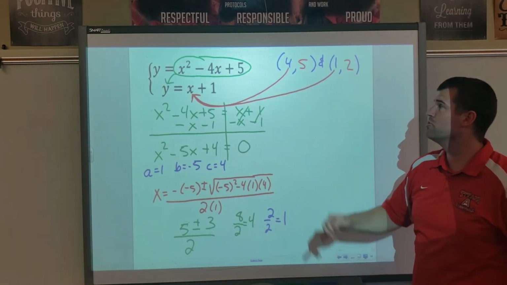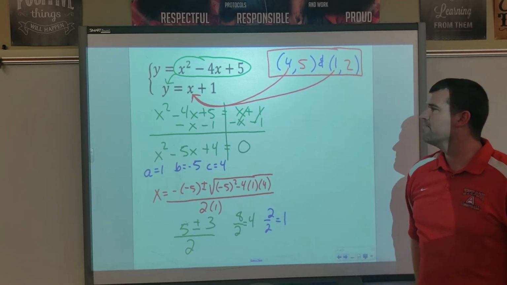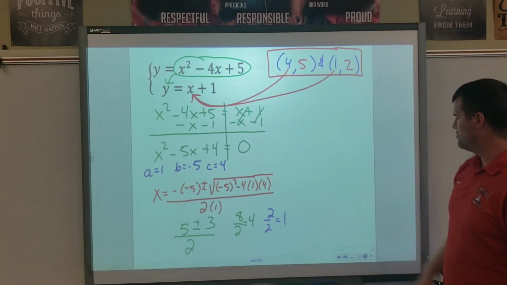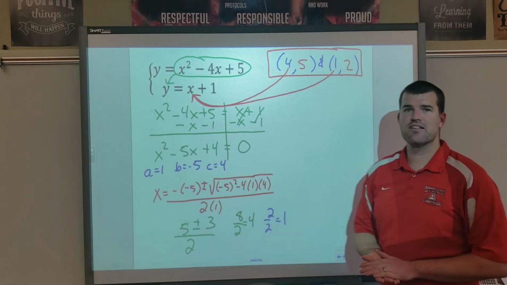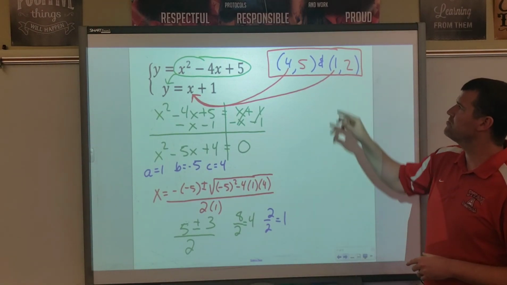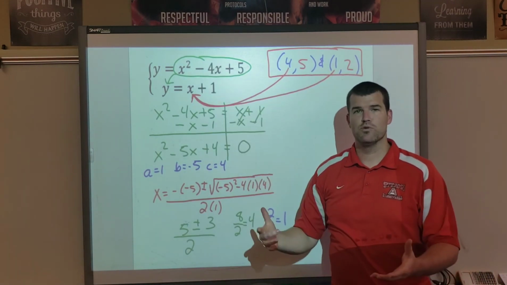And so our solutions to this system of equations are (4, 5) and (1, 2). What do these solutions represent? Well, it represents where the two graphs would cross on the coordinate plane. Represents two different options where if I was to plug in (4, 5) for both of them, it would work for both.